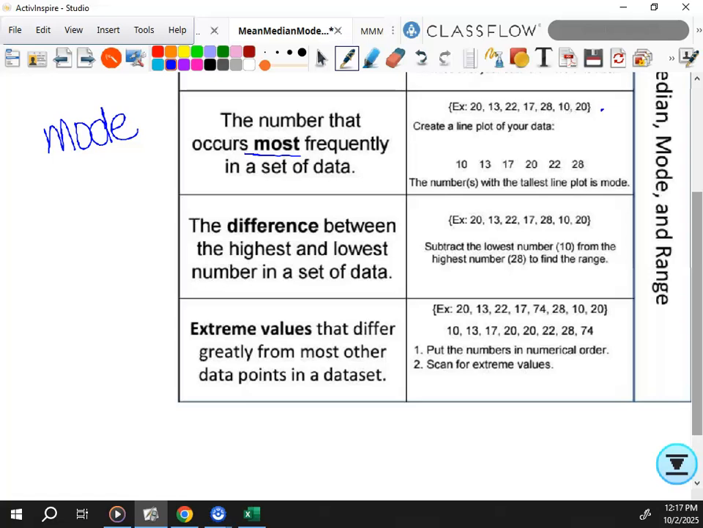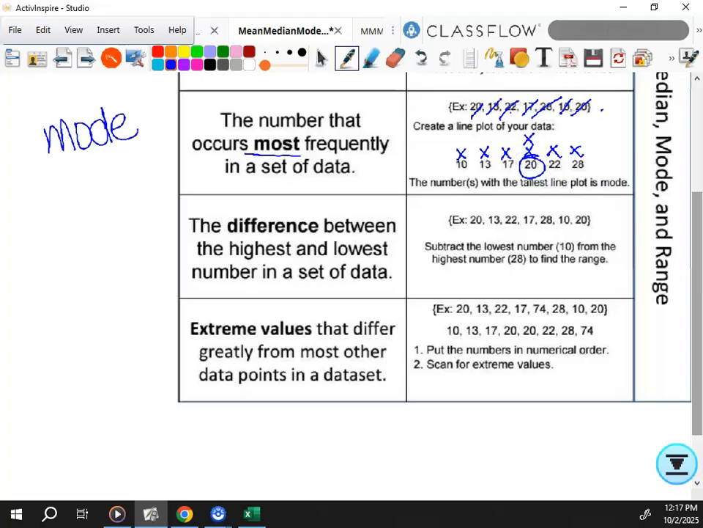So I look at 10, I only have one 10, so I'm going to put one little X above 10. Or I could put a circle or a dot or whatever, it's kind of like making hash marks on things. When I look at 13, I only have one 13, so it's going to have one little X. 17, I just have one of them. 20, I have 2 of them, so I'm going to put 2 little X's. 22, there's just one of them. And 28, there's one of them. So that's basically what a line plot looks like. Again, kind of like making hash marks, just making however many you have. And then the number with the tallest line plot is the mode. And that's 20.